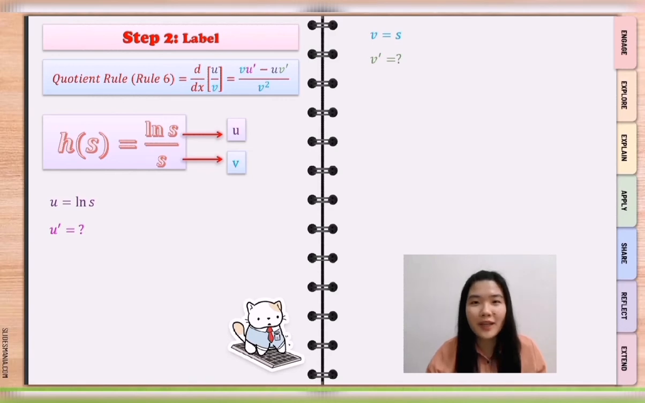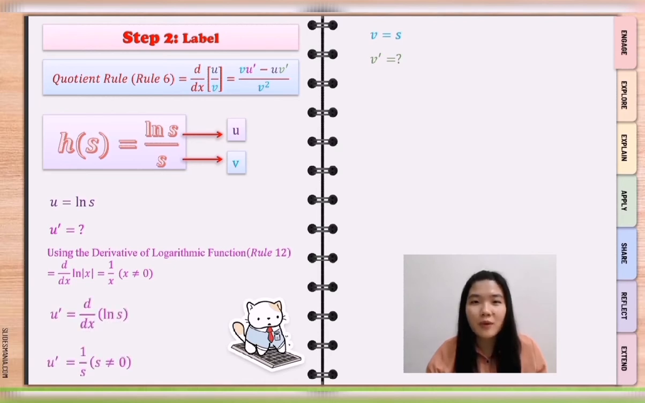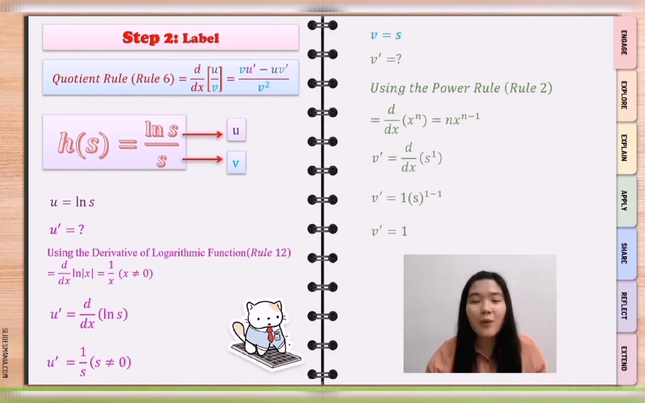In order to find the value of U prime, we need to use the derivative of the logarithmic function. So we will get the answer U prime is equal to 1 over s. Next, we will show you another rule to find the value of V prime, that is the power rule, so that we will get the answer V prime is equal to 1.